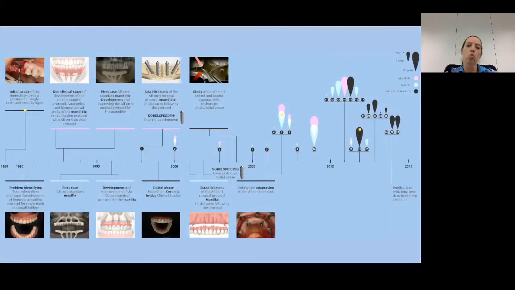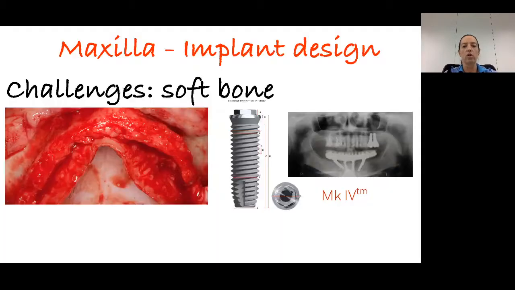And the challenge was that when we started to go into the bone of the maxilla and started to use the same implant, unfortunately, in the majority of the cases, we did not get a good primary stability. So, unfortunately, this implant design was not good enough to get a good primary stability in soft bone. So what did we do?